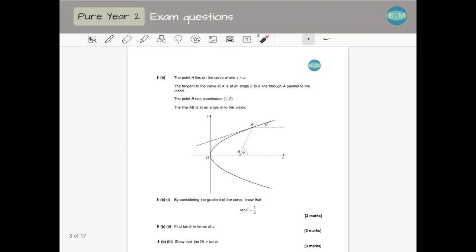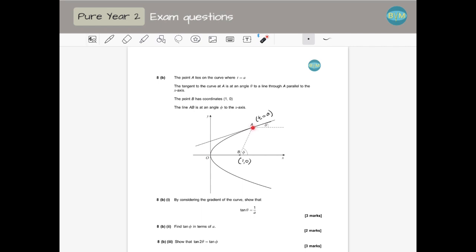Then for b, it says the point A, this one, lies on the curve when t is a, so the parameter is a. The tangent to the curve at A, this one, is at an angle theta with the horizontal. Point B has coordinates (1, 0), and the line AB is at an angle phi to the x-axis, this one. By considering the gradient of the curve, show that tan theta is 1 over a. So we are going to find the gradient at this point and then see if we can find that expression.